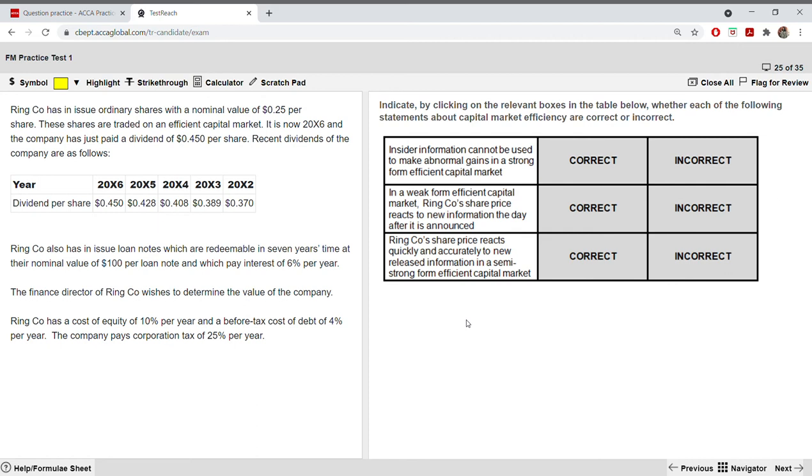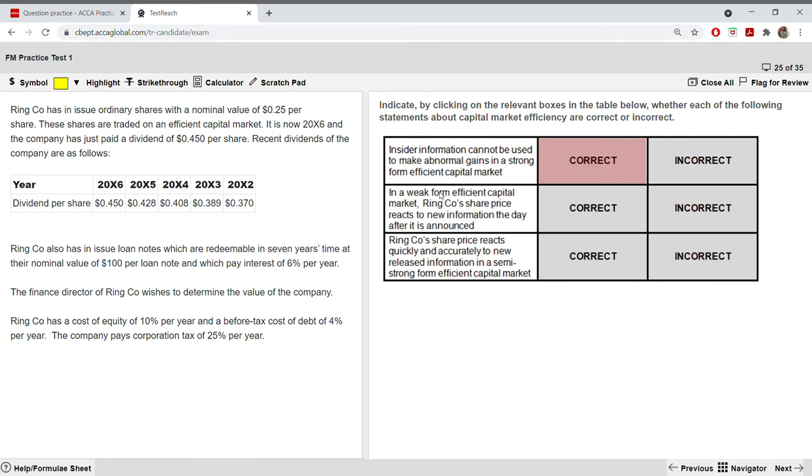Insider information cannot be used to make abnormal gains in a strong form efficient market. Correct or not? It is correct. You might be saying incorrect. Why? Yes, you can make abnormal gains with insider information, but look at the market also. It is a strong form efficient capital market. There you cannot do anything.